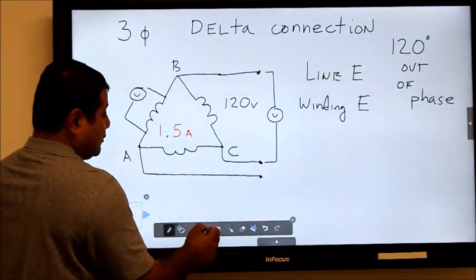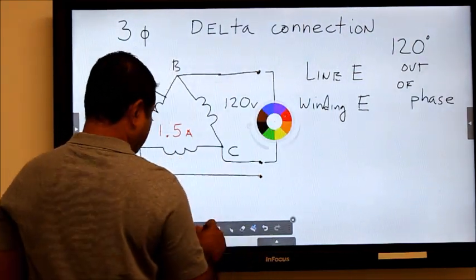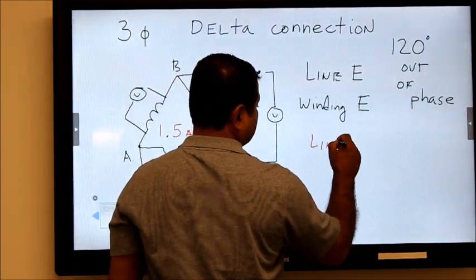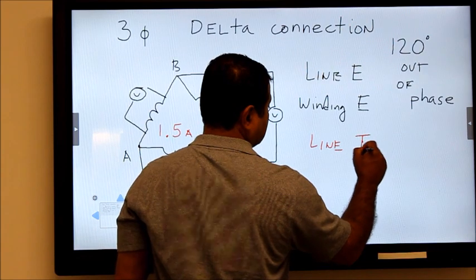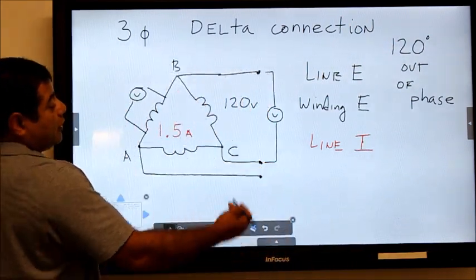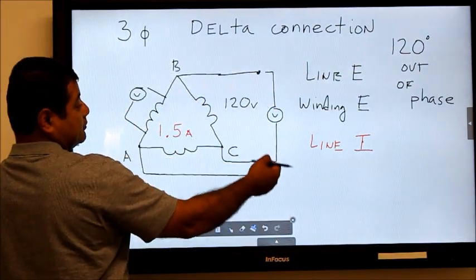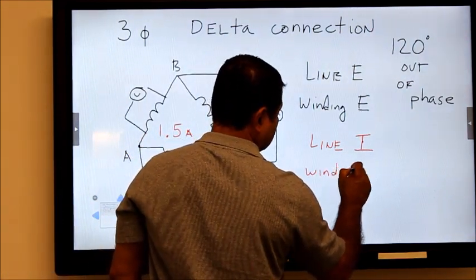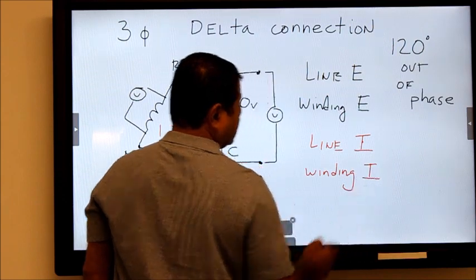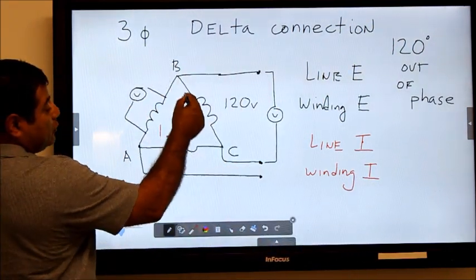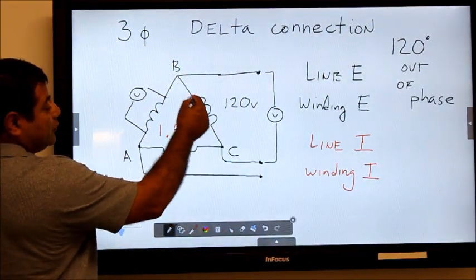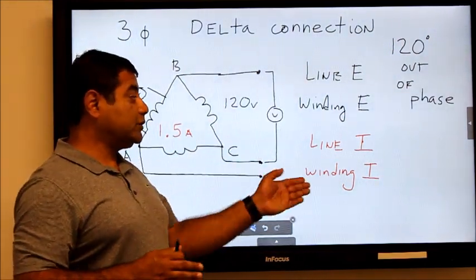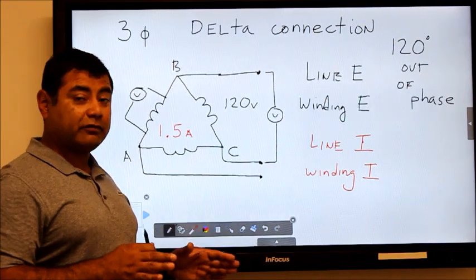Similarly, the other value that we look for is the current. We have a line current, okay, which is the current between the two lines. And then we have the winding current. The winding current is the current that goes just through one of the coils. So make sure that you understand what these values are and where they come from.